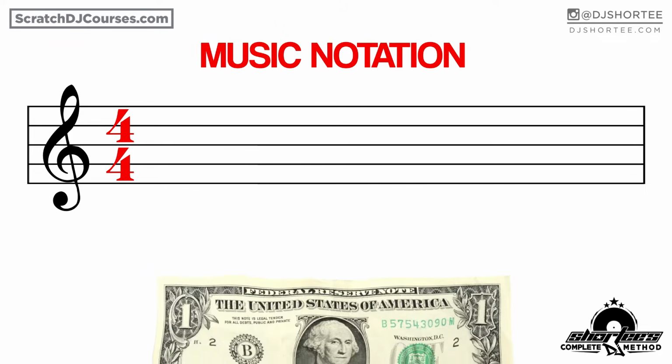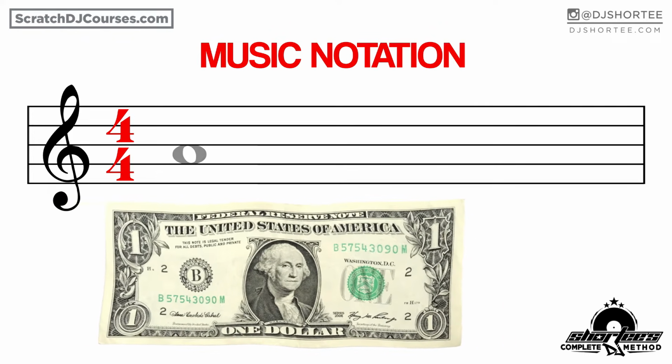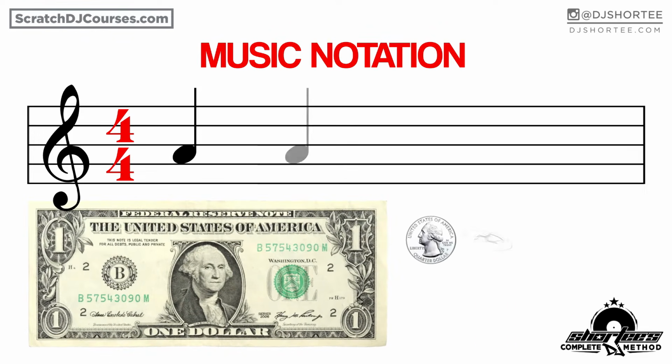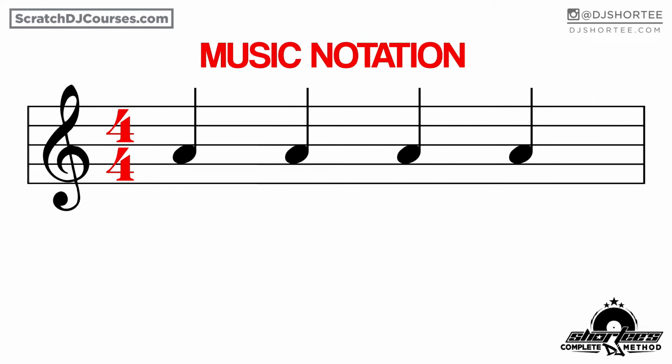Here's the tip for you. A bar of 4/4 time is like a dollar bill. $1, being the whole note, is equal to 4 25-cent quarters, which are the quarter notes. Since one bar is 4 beats, we count it 1, 2, 3, 4.